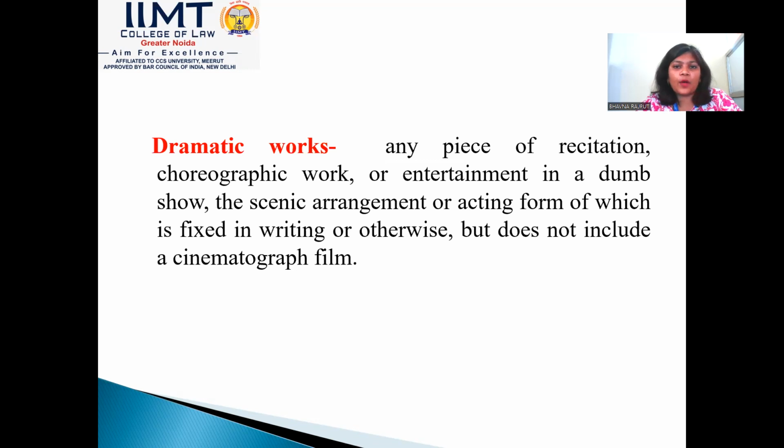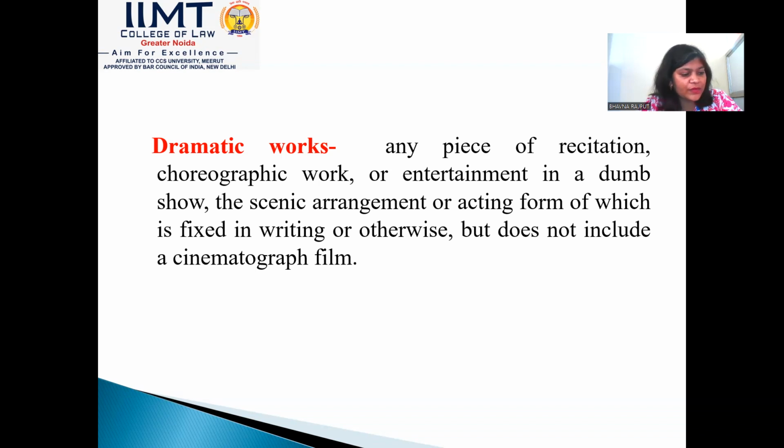The next subject of copyright protection is dramatic work. What is drama? Any piece of recitation, choreographic entertainment or dumb show, the scenic arrangement of acting from which is fixed in writing or otherwise, but does not include a cinematographic film. Literally, any work that can be performed before an audience and includes hand movements is a dramatic work.